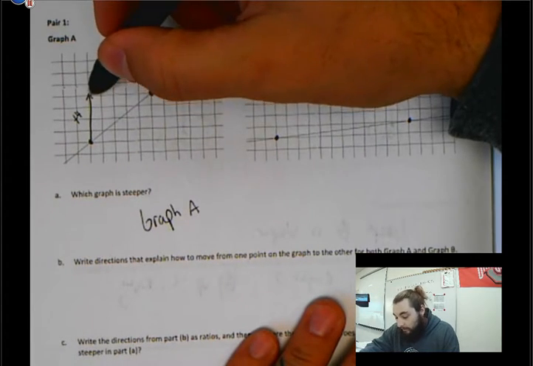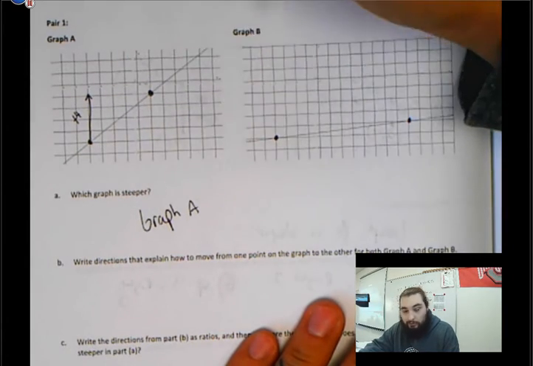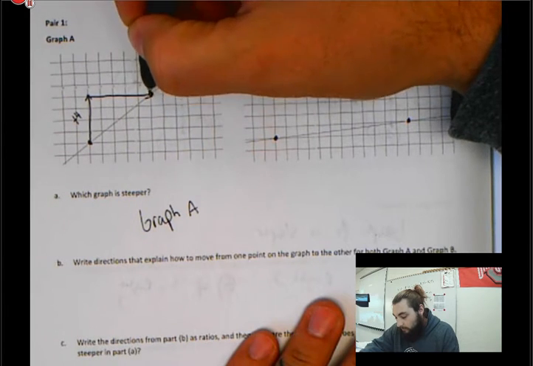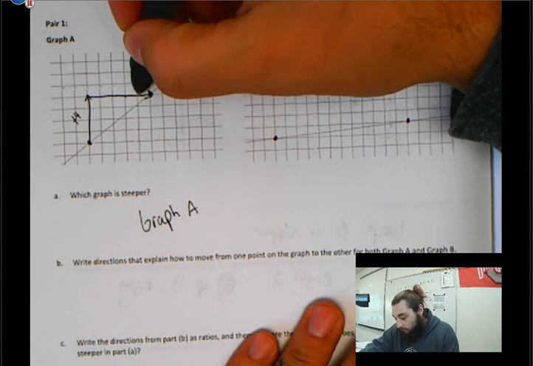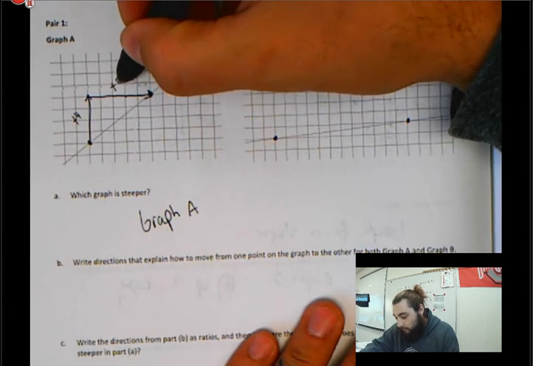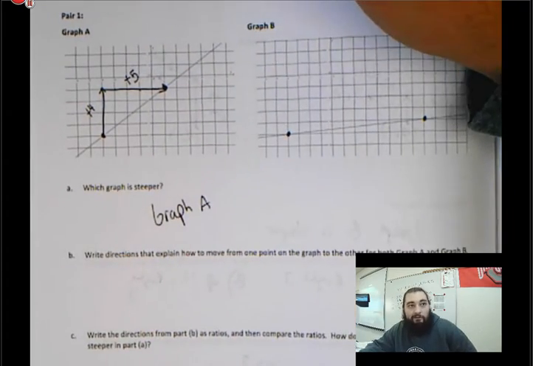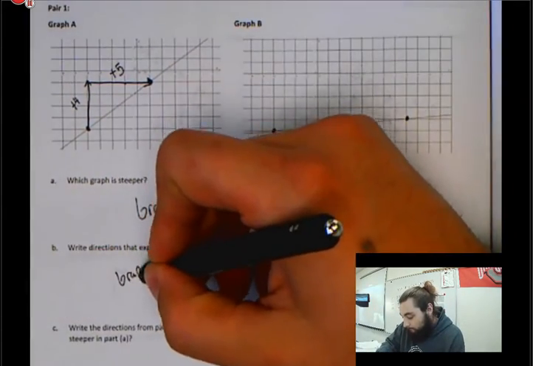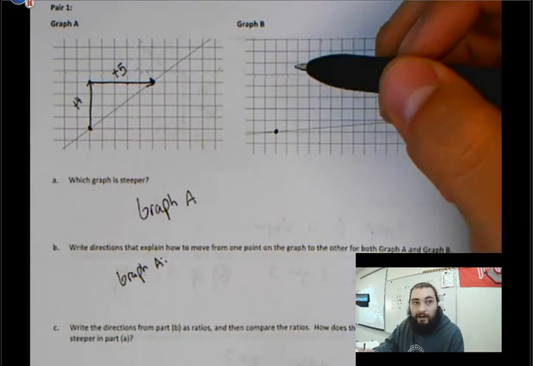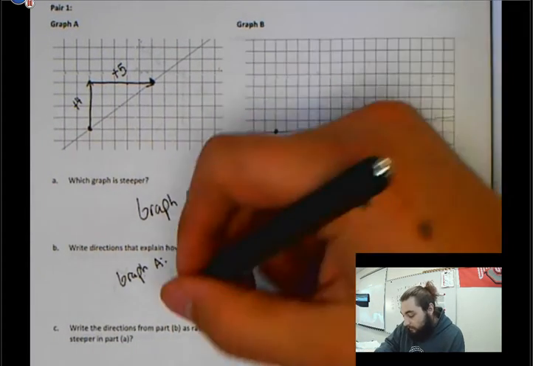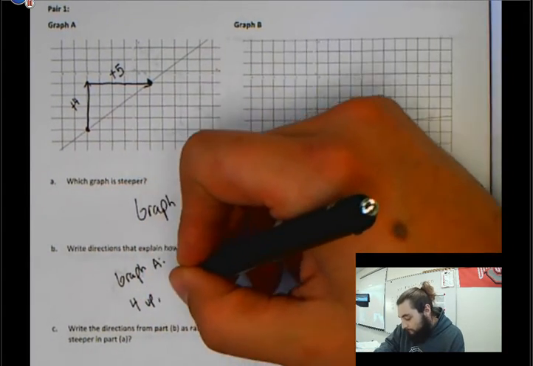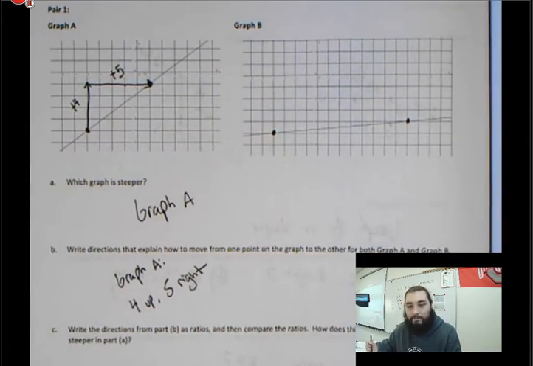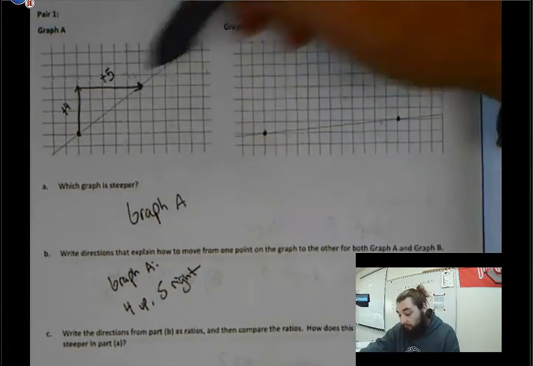Then our run is our horizontal change, either going left or right to find the next point on our line. If we go right, we go 1, 2, 3, 4, 5. So 4 up, 5 to the right. Okay, so for graph A, to describe our change from one point to the next is 4 up, 5 right. Both of these are positives.